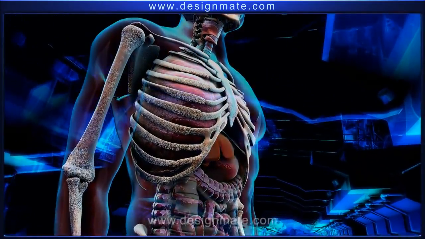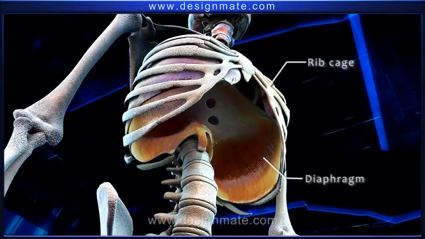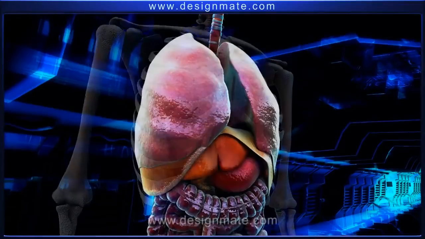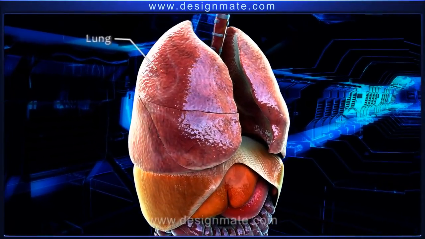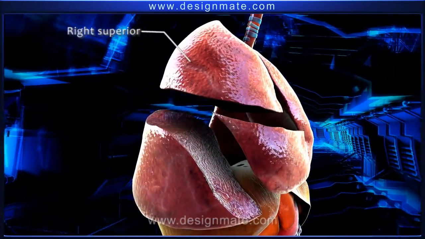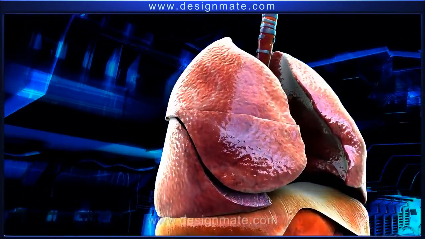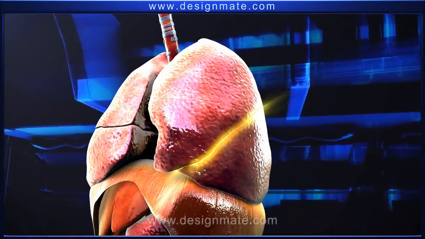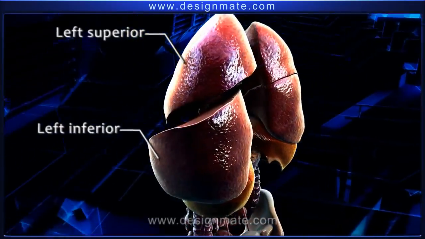In the thorax region, the rib cage and a dome-shaped fibrous tissue known as the diaphragm are observed. Present within the rib cage are the pleural membranes, which enclose the lungs. The right lung is divided into 3 lobes: the right superior, right middle, and the right inferior lobe. The left lung is smaller and has only 2 lobes: the left superior and the left inferior lobe.